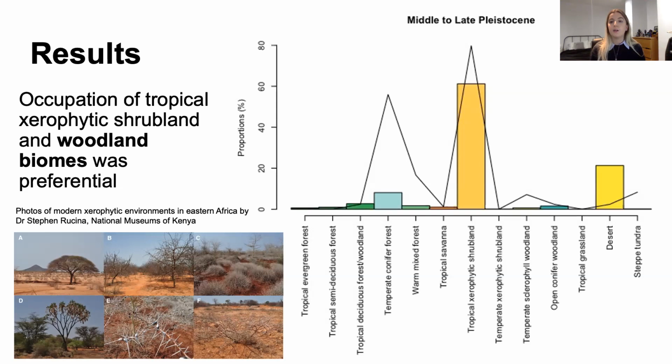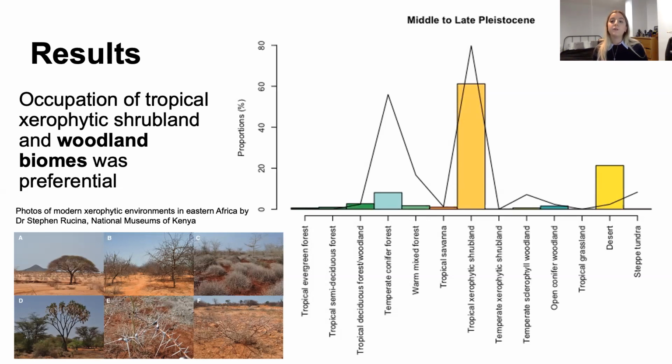So we then looked at the overall proportions of biomes available throughout the Middle to Late Pleistocene, and we compared these with the proportions of biomes found at Middle Stone Age occupations. The proportion of sites with access to tropical xerophytic shrubland is slightly higher than that found across the landscape, suggesting that Eastern African Middle Stone Age adaptive strategies were centered around engaging with subsistence resources associated with this biome.